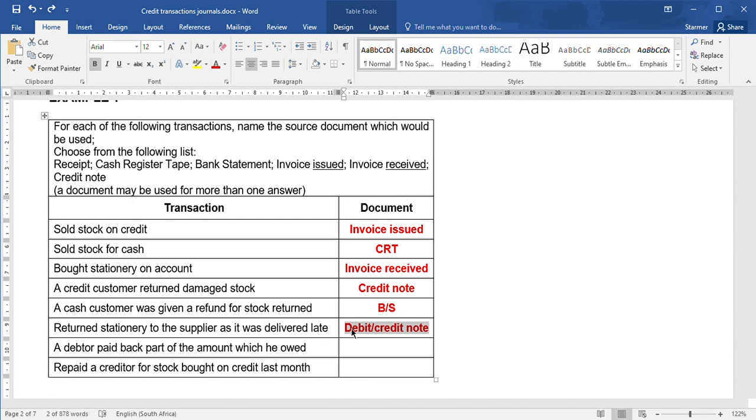If a debtor paid back part of the amount which he owed, if he comes into the business, we're going to give him a receipt. But if he does an EFT payment, we'll find out about that transaction from the bank statement. So either of those answers are acceptable. And then if we repay a creditor for stock bought on credit last month, we're making a payment. We find out about that payment by looking at the bank statement.